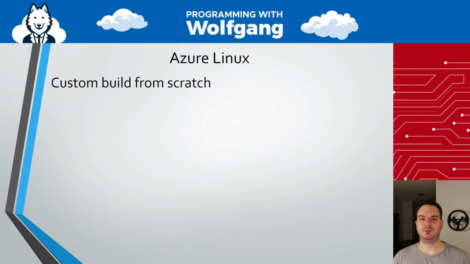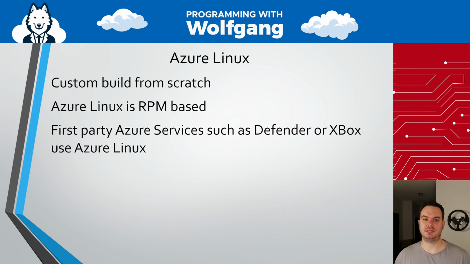Microsoft builds and uses Linux for many years now, but it still sounds kind of weird to me. But Azure Linux is a custom build. This means it's not derived from any other distribution. It's completely new, built from scratch. It's RPM based. This means it uses the RPM packages. And what's probably more interesting is that all the first-party Azure services, such as Microsoft Defender or Xbox Live service, use Azure Linux already.